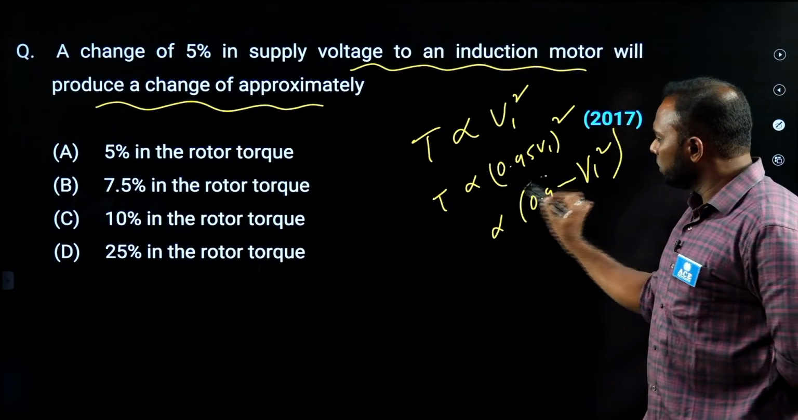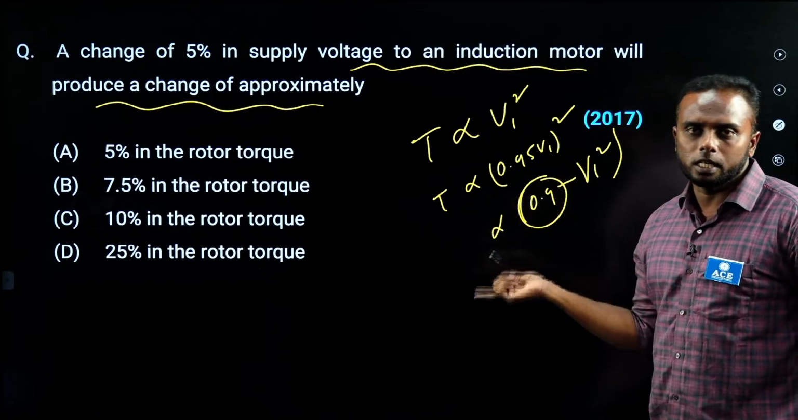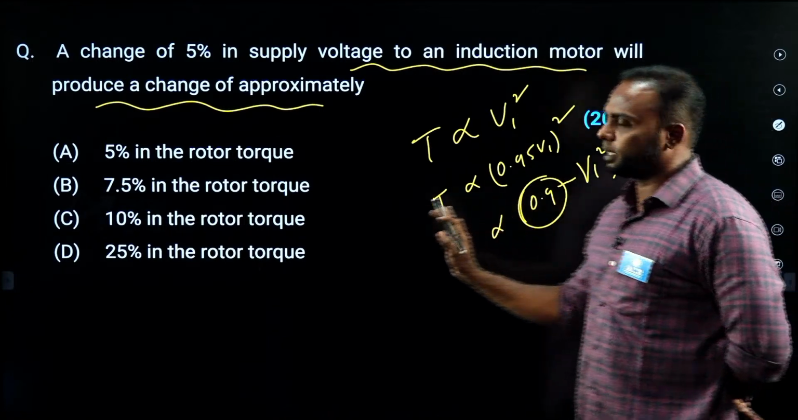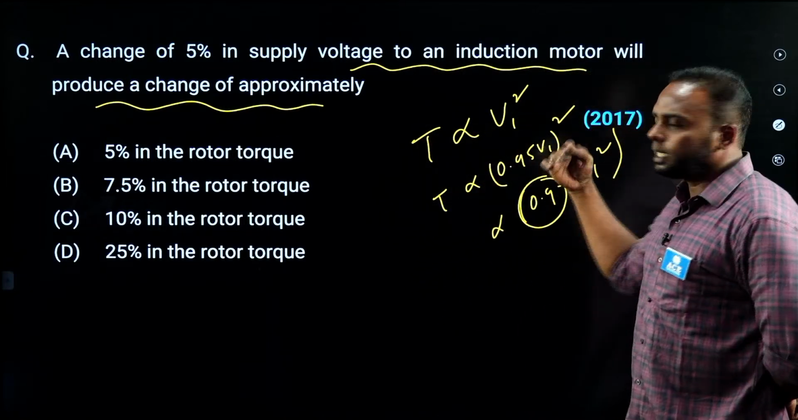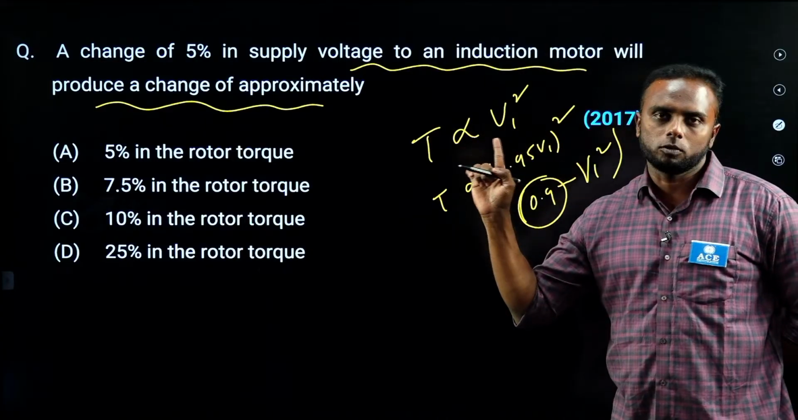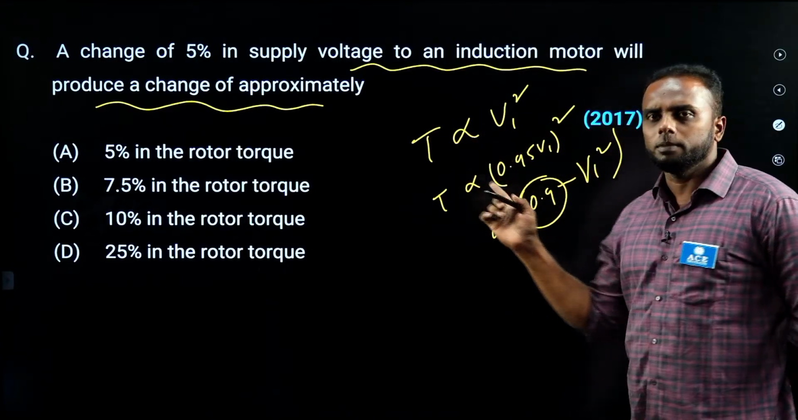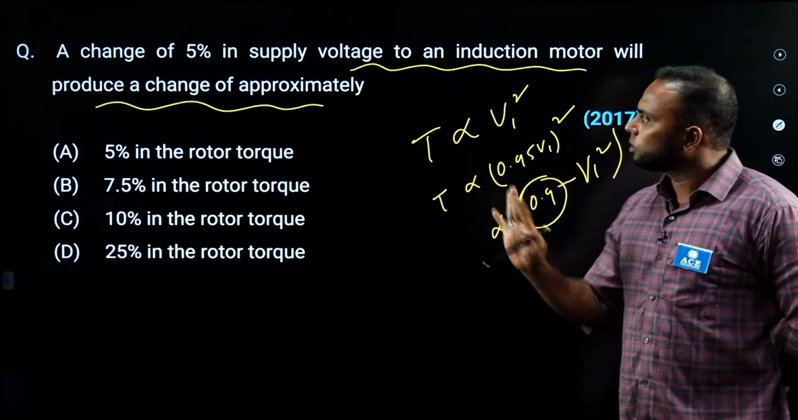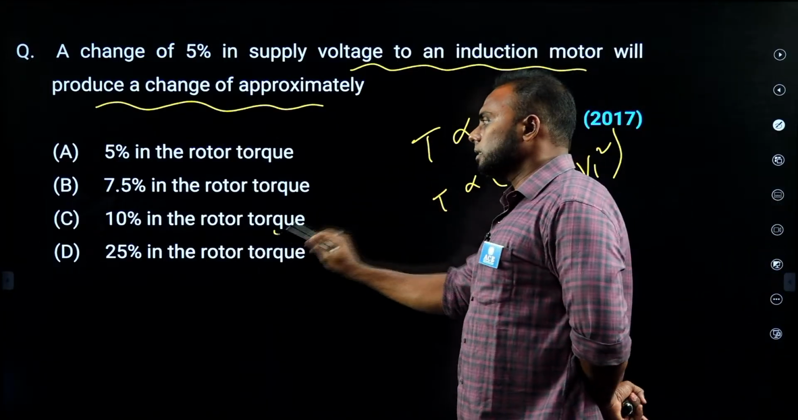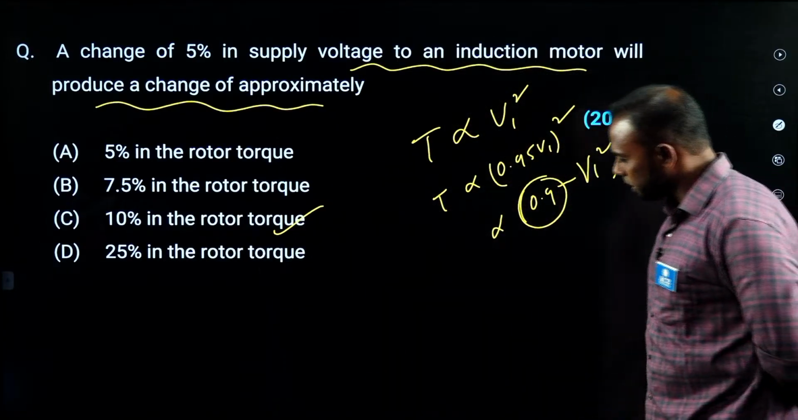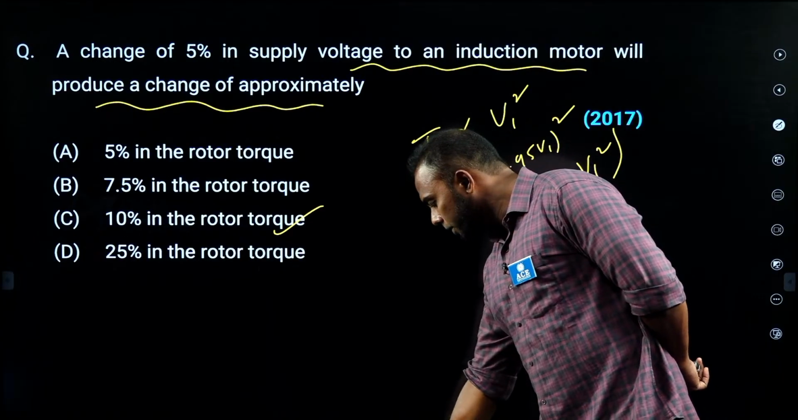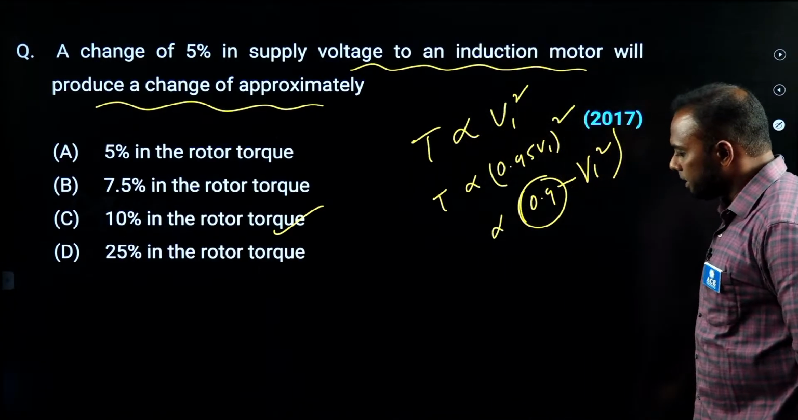Means how much torque is reducing here? 0.1 reducing, that means approximately 10% torque. Or you take voltage increase also, 1.05 V1 whole squared, then also 1.1 something, around 10% only we get. So approximately the change in torque is 10%. Torque will change. Okay. Right. Next question.